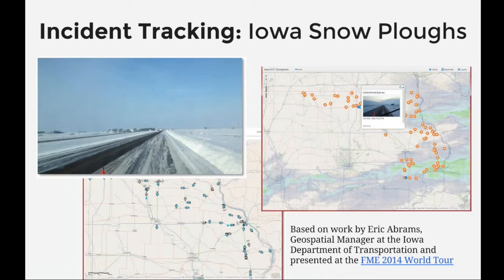So yeah, next in this incident tracking theme, Mark is going to present an FME customer story from the Iowa Department of Transportation regarding snowplows. Yeah, so this is another example of keeping the public informed. In this case, to give the Iowa public a clear picture of the Iowa DOT snowplowing efforts and help them make safe travel decisions based on up-to-date information.